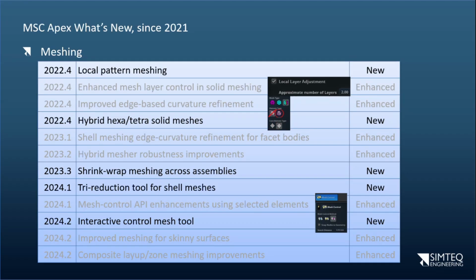Then the shell meshing edge curvature refinement for facet bodies was further enhanced. Hybrid mesher robustness improvements were added. The shrink wrap meshing across assemblies was added in 23.3. And at first glance, you have no idea. It looks very cool and impressive when you see it, but you have no idea necessarily what it's useful for.